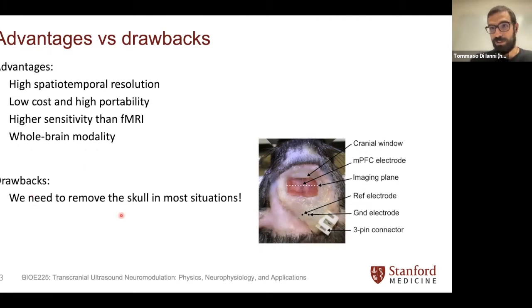The drawback, of course, is that we have to remove the skull. As you may have learned from the focused ultrasound neuromodulation lectures, the skull is a big problem with ultrasound. It's in the way of the ultrasound. In focused ultrasound applications, we can use very low frequencies. In this case, we need to use high frequencies because we want a good resolution, otherwise we won't be able to resolve those very tiny blood vessels. So the only way we can do that is basically removing the skull. While this is tedious but doable in animals, it's definitely a problem with humans.